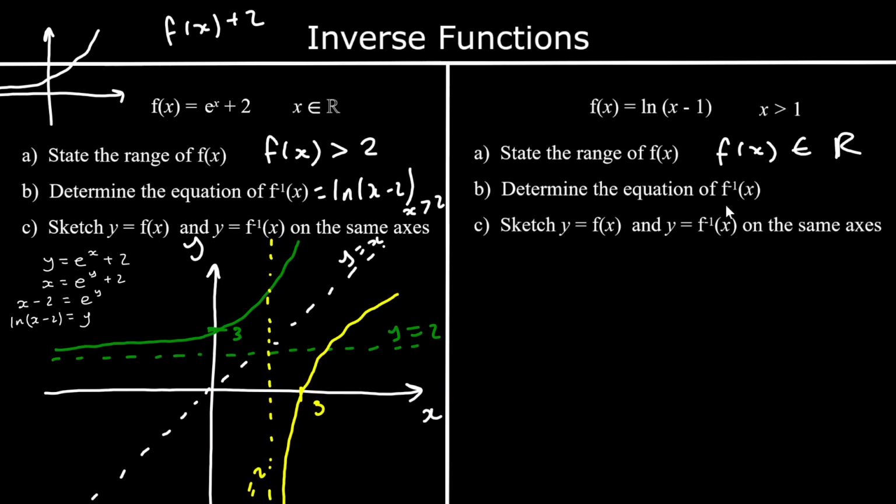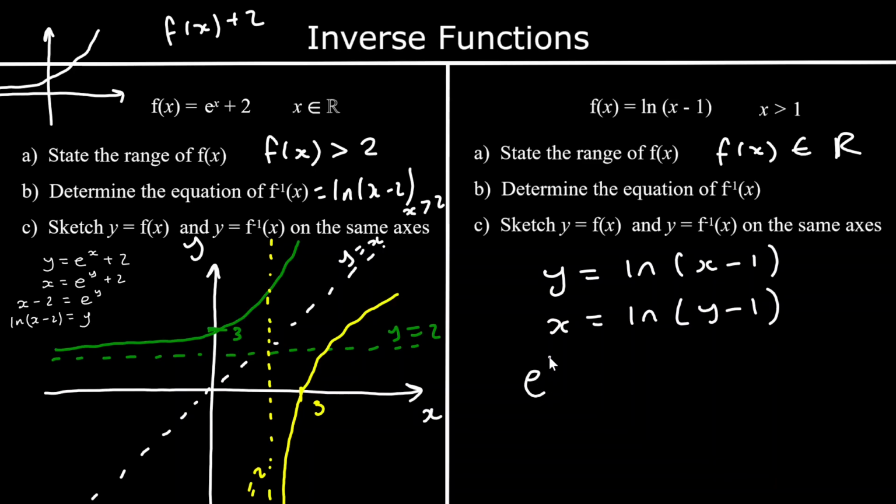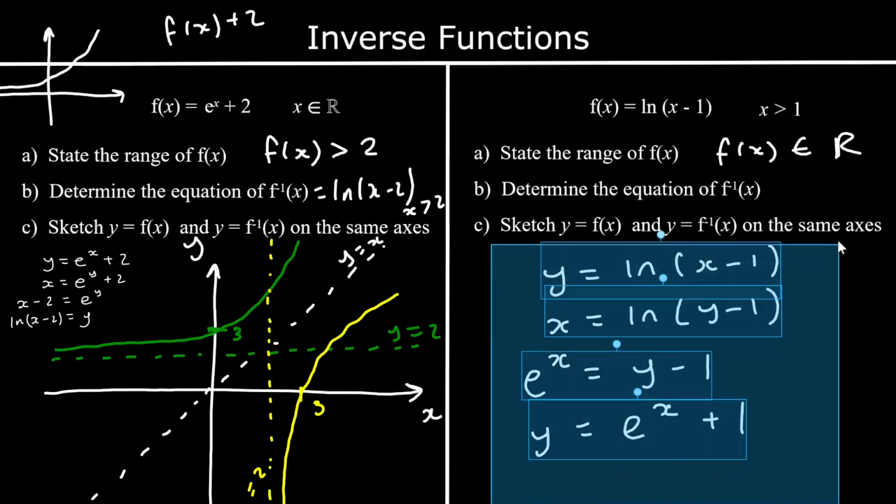Determine the equation of the inverse function. So if y equals log x minus 1, for the inverse, the x becomes the y and the y becomes the x. Take it out of log form. So we have x equals e to the power of y minus 1. Add 1 to both sides. So y equals e to the power of x plus 1.